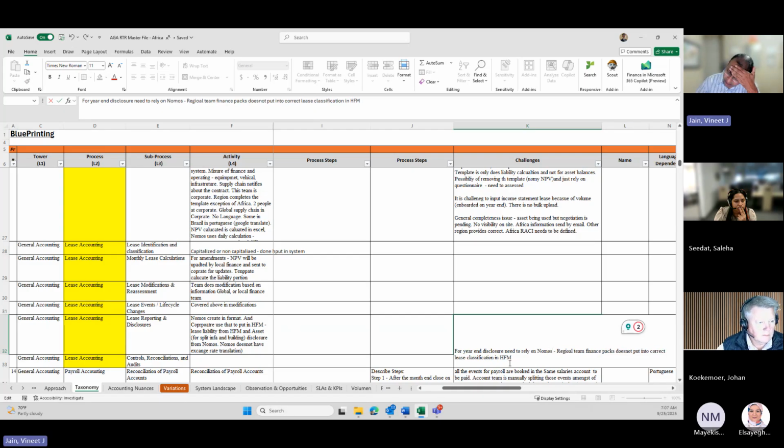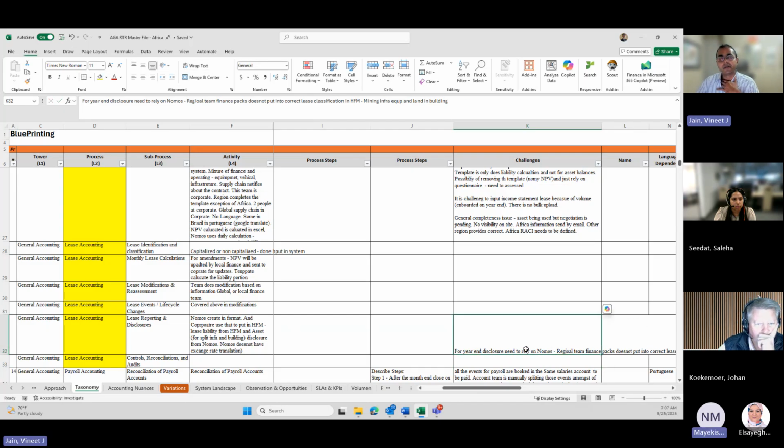So this problem, can this be resolved if HFM has that split? Correct. Okay. So correct classes for split between what? Between mining infrastructure and equipment and land and buildings. Yeah. So this will relieve you from the requirement of helping disclosure. Setting it up, yeah. Okay.